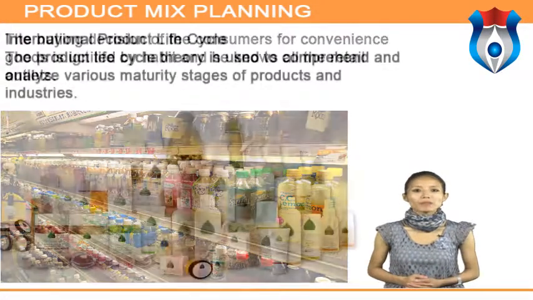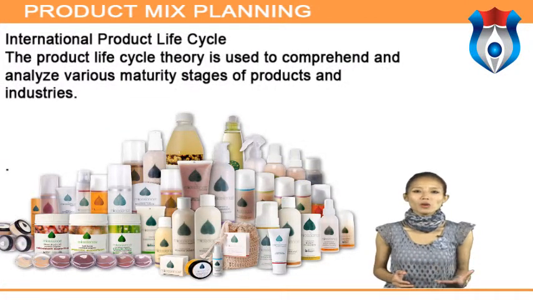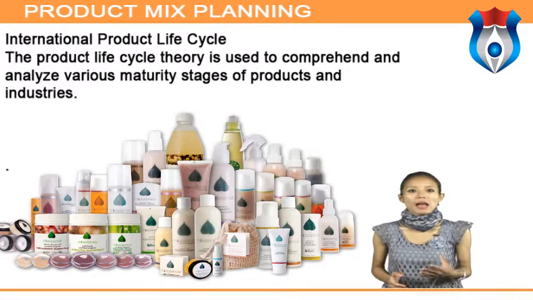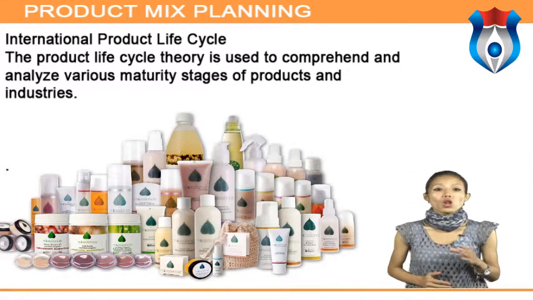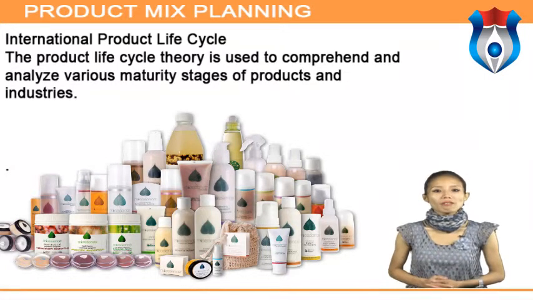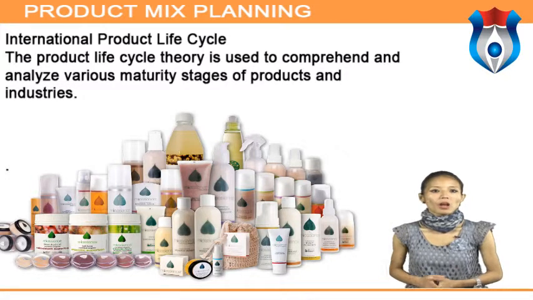The product life cycle theory is used to comprehend and analyze various maturity stages of products and industries. Product innovation and diffusion influence long-term patterns of international trade. The term product life cycle was used for the first time in 1965 by Theodore Levitt in a Harvard Business Review article, Exploit the Product Life Cycle.